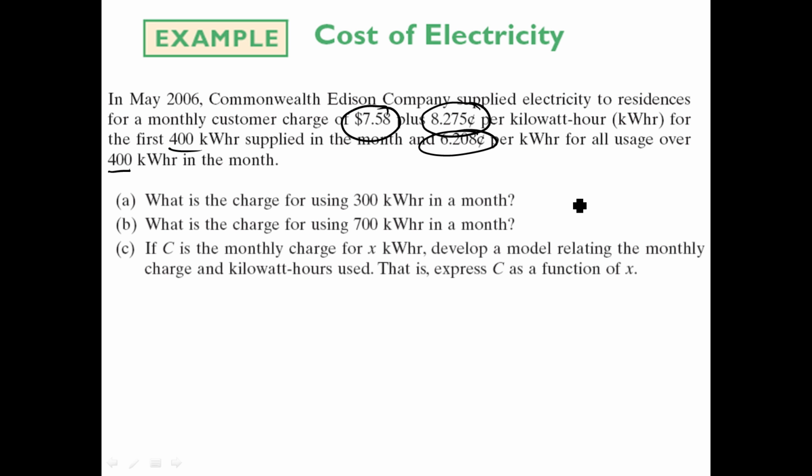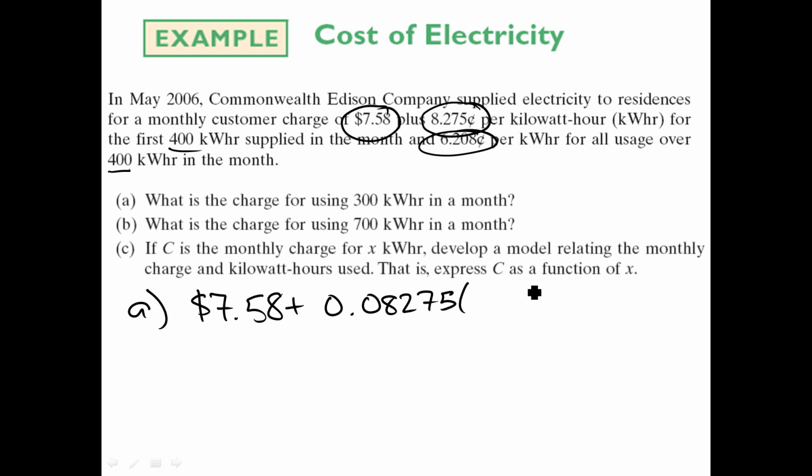So for the first part, part A, it would be $7.58. You have to pay that regardless. Plus, you have to pay 0.08275 times 300 kilowatt hours. All right, let's grab our calculator, compute that.